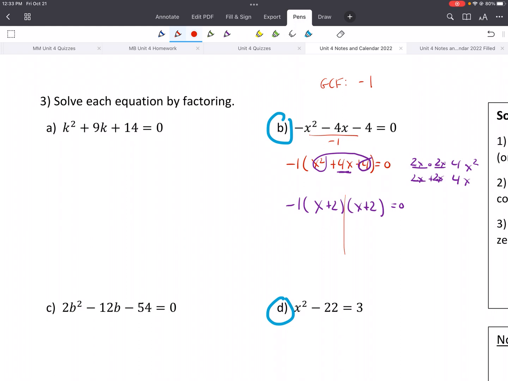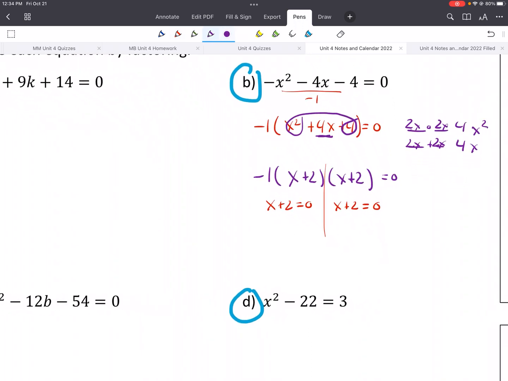So again, either x plus 2's got to be equal to 0, or x plus 2's got to be equal to 0. So I did this one on purpose because this is a situation where we would end up getting 2 solutions that are the same. And I would like you to write both. Even though they're the same, it will help you to realize that there's always 2 solutions, okay? They can be identical solutions, but there's always 2 solutions, okay?